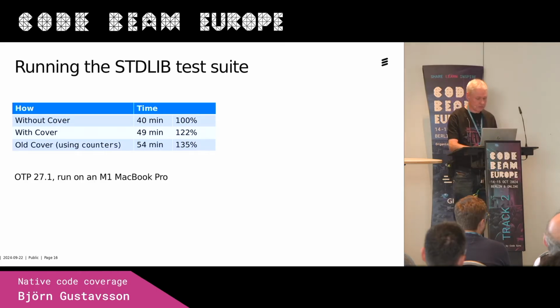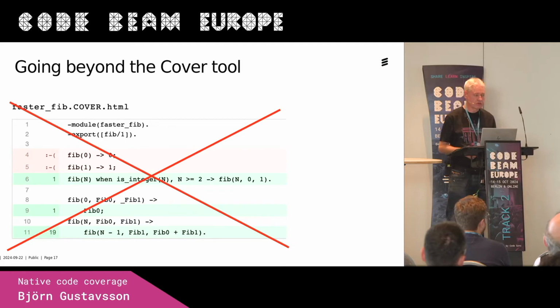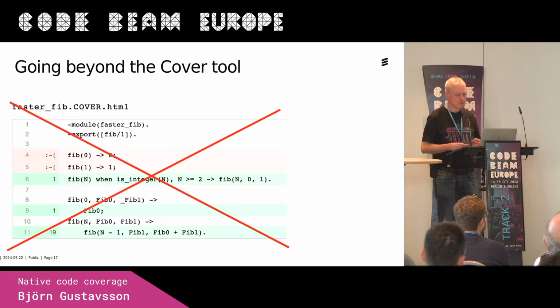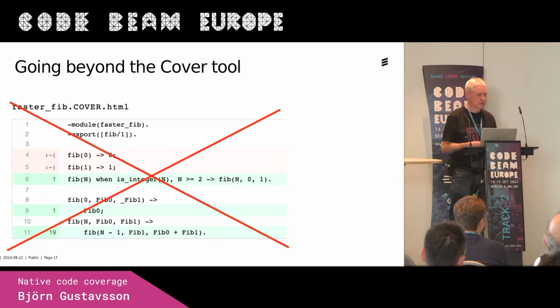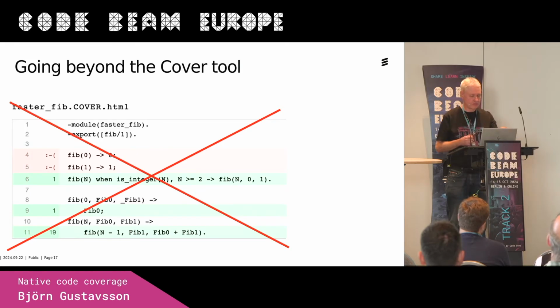So next, I'm going to talk about this new functionality in the runtime system for coverage that can be used directly using BIFs and options for starting the runtime system. What we don't have currently is the ability to generate web pages like this with annotated source code. So if you want that using the native functionality directly, you will have to do it yourself. But there are BIFs to read out info. So we'll look at that.